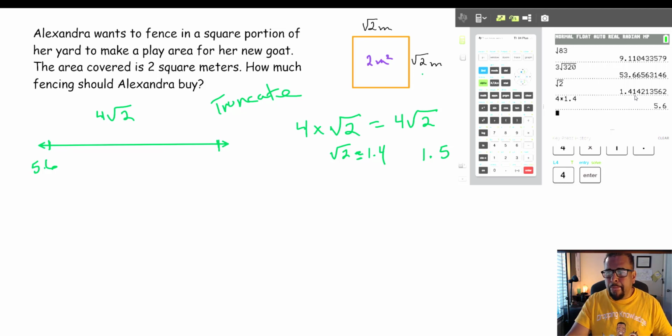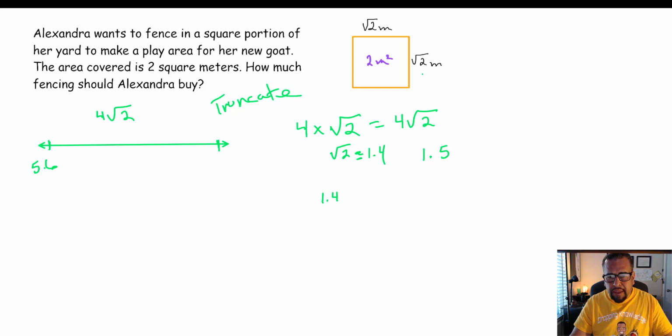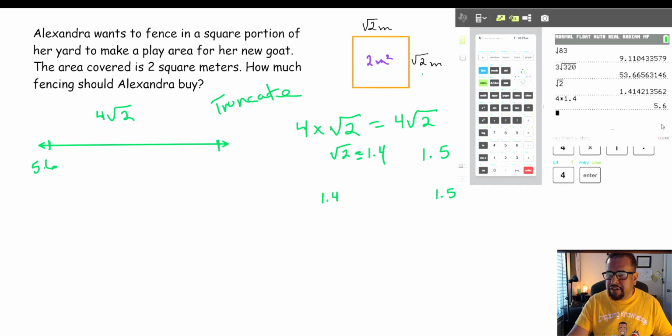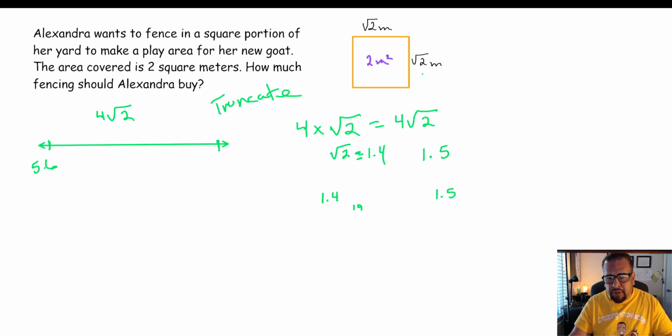No. Remember, we're looking at this whole number here, and we're saying 1.4, because that's the tenths place. And then if I said 1.5, that means all these other digits, the 1, 4, 2, 1, and so forth, live in here. They live in between those two numbers. That's why I chose the 1.5.